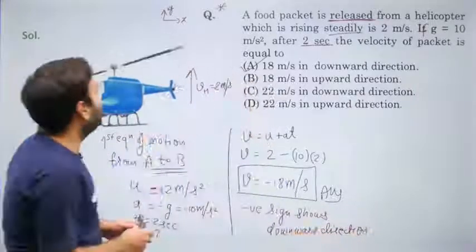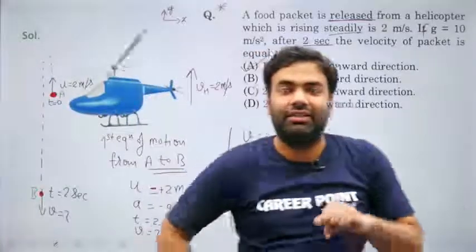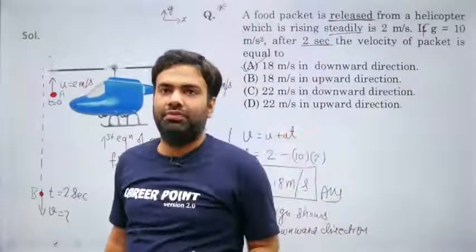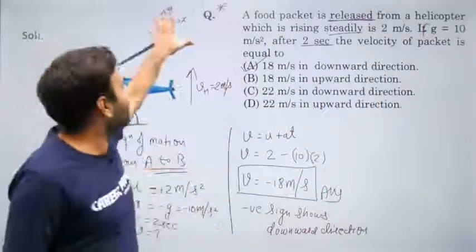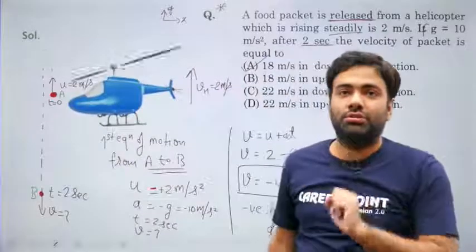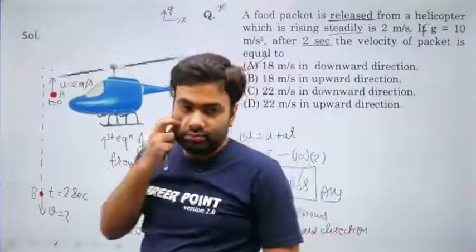Because I have taken upward as positive, that is why downward is negative. If you take upward as negative, in that case downward will be positive. So you can choose any direction as positive and stick to that direction for the whole question. Don't change your sign convention in the question.